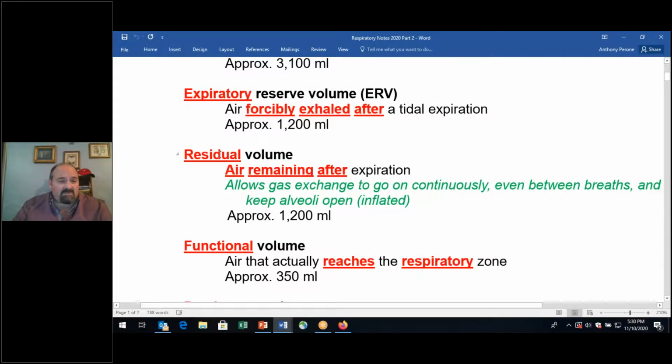Residual volume, so when you think of the residue, when you think of residual, air remaining after expiration, okay? So there's still air present within the lungs. This allows gas exchange to go on continuously, even between breaths, and keeps the alveoli inflated, okay? And again, what contributes to the ability for the alveoli to stay inflated is having this surfactant present, okay?